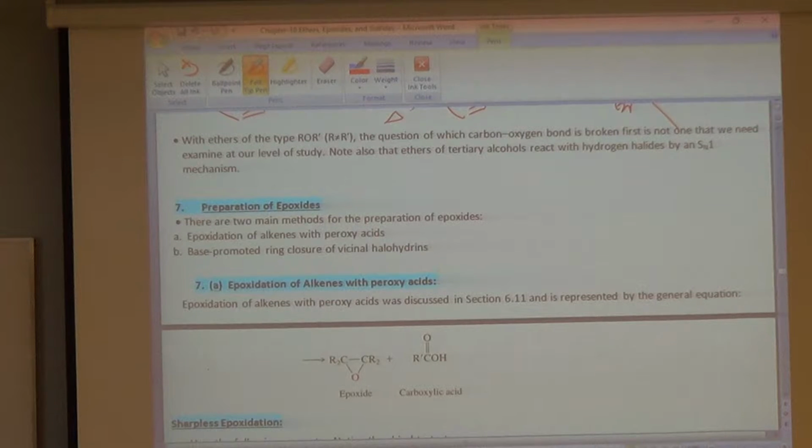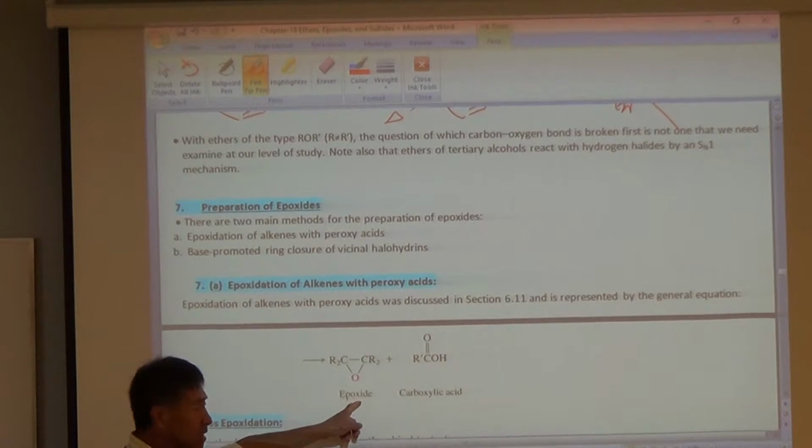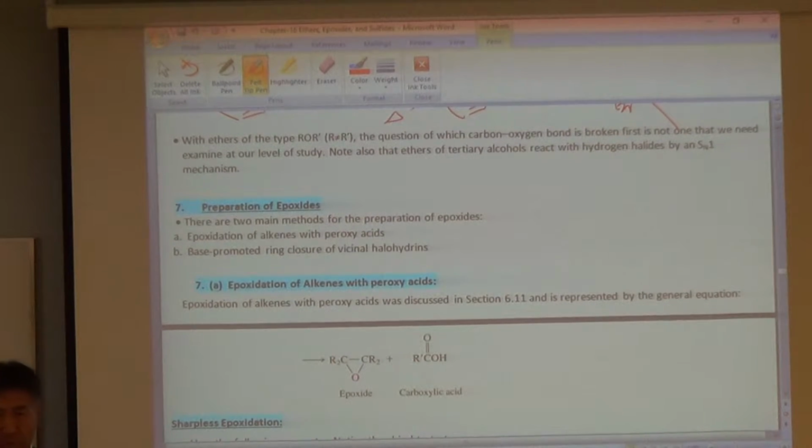So the first one is the so-called epoxidation of alkene with peroxide acid. This general reaction I give to you, I do not give you the reactions. By the name, that means you want to produce this epoxide, and you want to use peroxide acid. You can use MCPBA, or you can use some other peroxide acid.